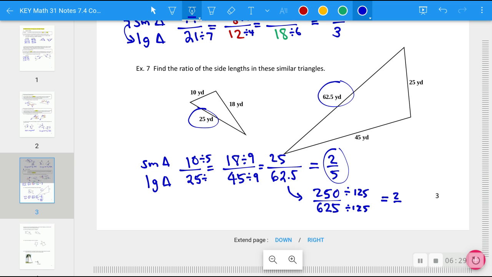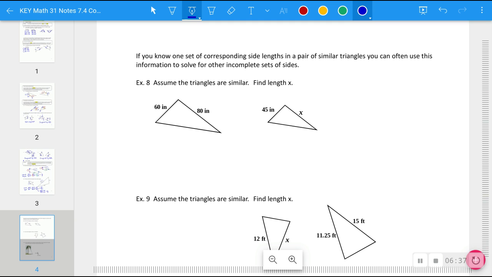And you get 2/5 there also. Okay, so the ratio of these side lengths is 2 to 5. You can solve for a missing side if you know that they're similar to start with. I'm going to do it with the large triangle on top this time, and the small triangle, I'm going to put those side lengths on the bottom. And you just fill in the top with what you know.